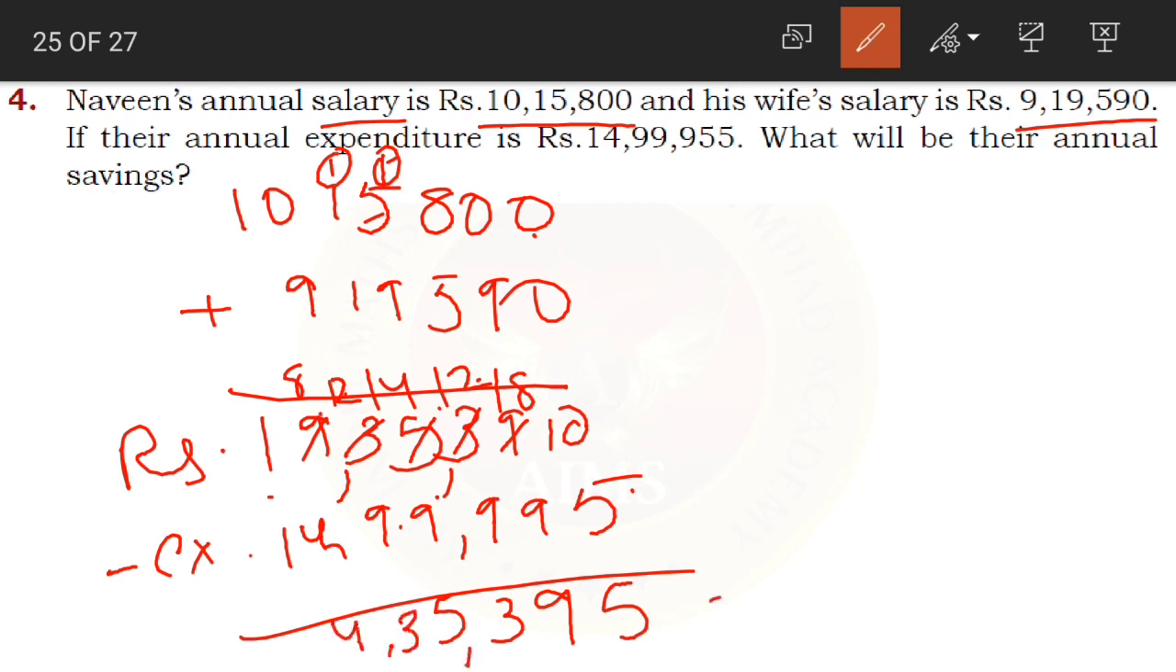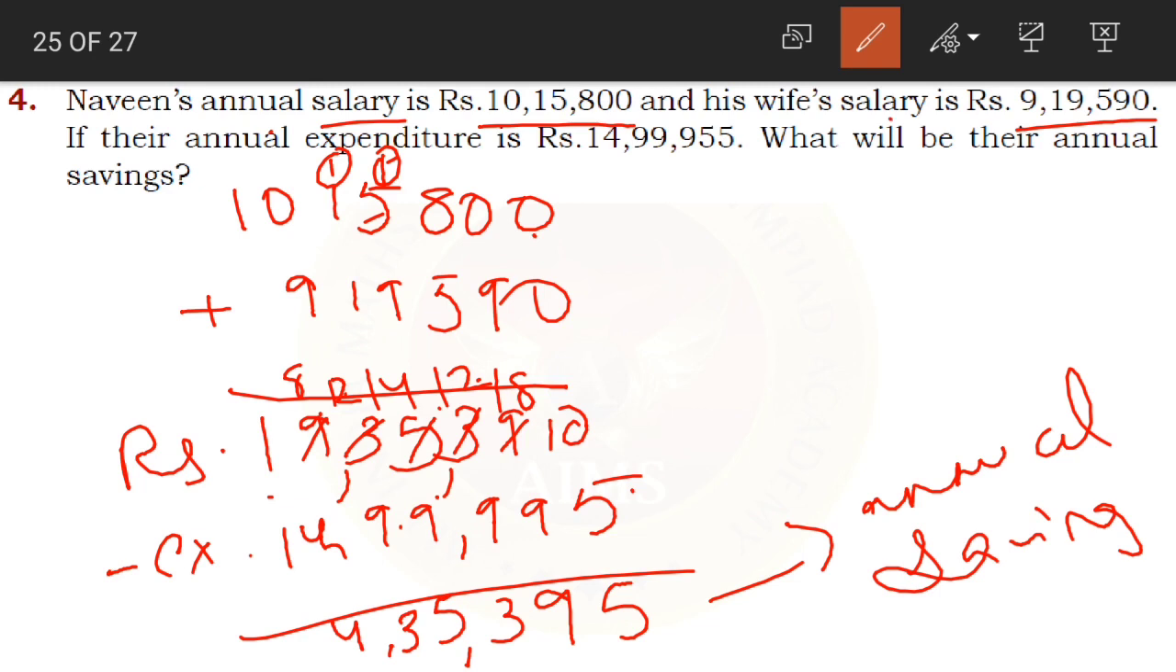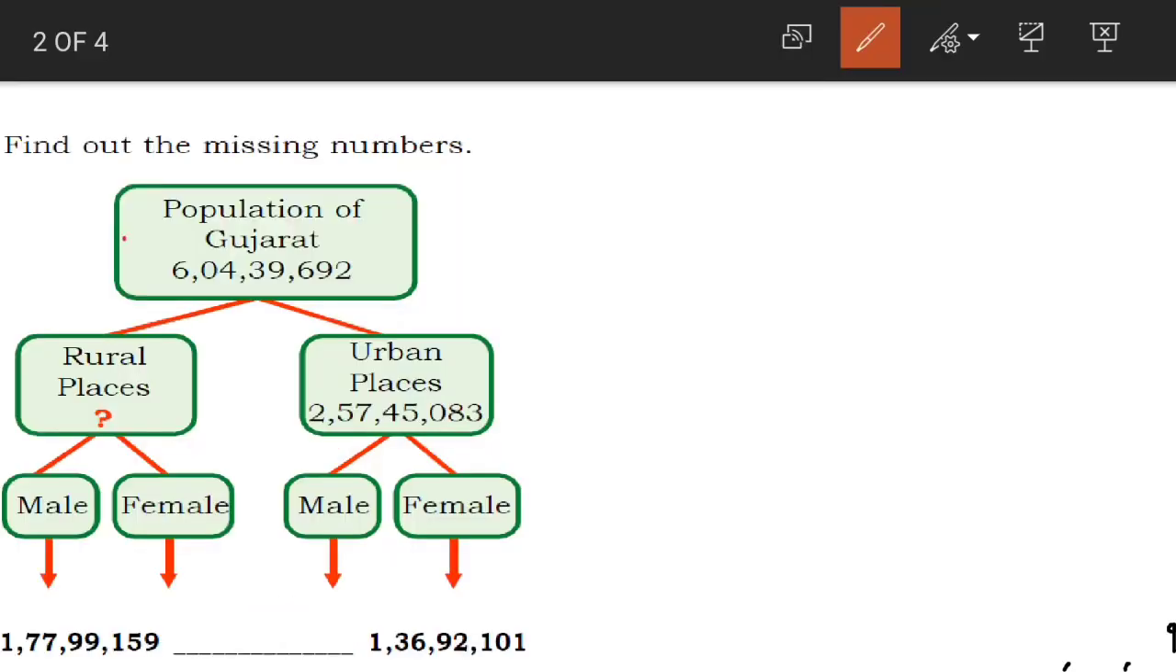What is the amount left, children? 4,35,395. Yes, what is this? This is the annual savings. Annual means what? Per annum, for the whole year. In a year, Naveen and his wife save 4,35,395. Yes, children, here we need to find out the missing numbers.